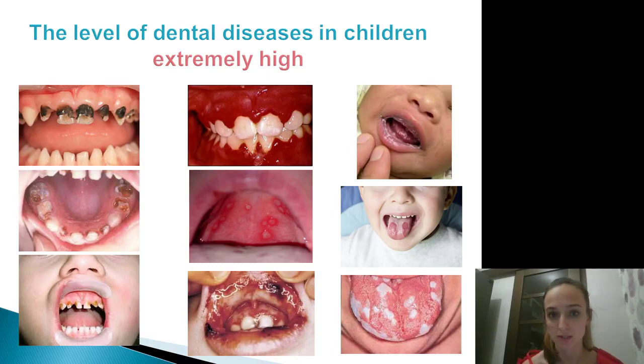The level of dental diseases in children is extremely high. Now we will speak about some cases from this slide. Here you can see decay, and you can see diseases of the gums, diseases of the mucous membrane, and of the tongue.